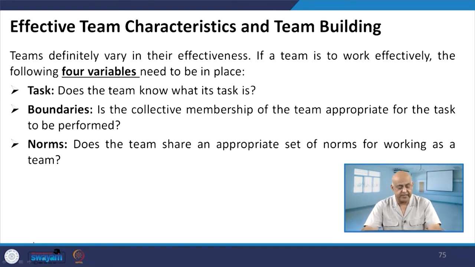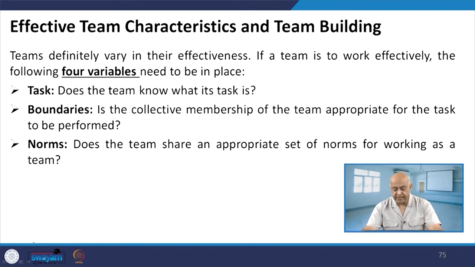Effective team characteristics and team building involve four variables. The first is the task. Does the team know what its task is? The effectiveness of the team will be developed once the team knows what the task is and then accomplishes the task accordingly. Next are the boundaries. Is the collective membership of the team appropriate for the task to be performed? Whatever the task is to be performed has to be created by the organization and the team only, so that what is allowed and what is not allowed is clear.